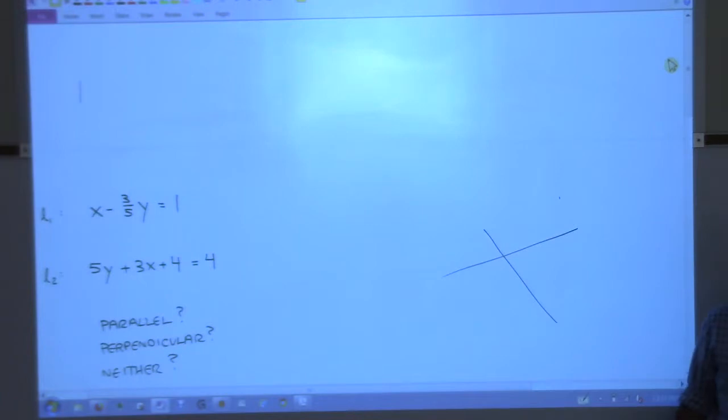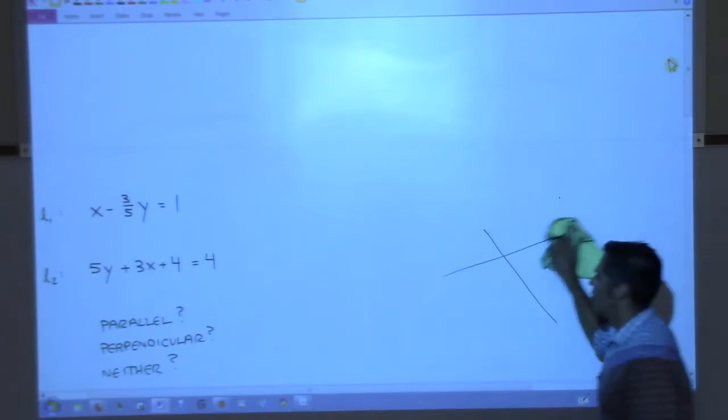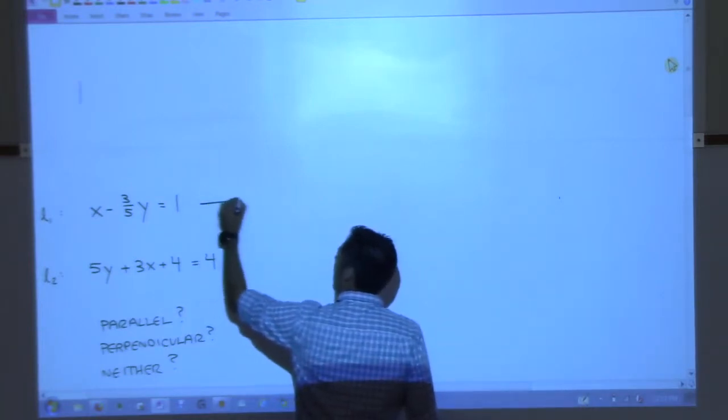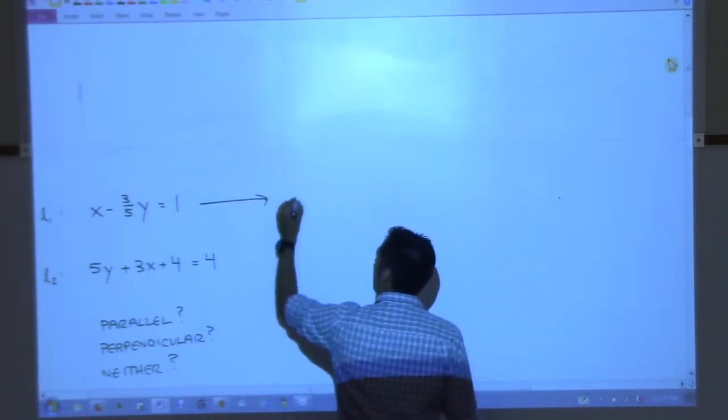Yeah, just find their slopes, right? If you find their slopes and compare them, then you'll know. If the slopes are exactly the same, then they're parallel. If they're opposite reciprocals, then they're perpendicular. And if they're not one of those, then it's neither, right? So let's find the slope of this first line. To do that, we would have to solve for y. Agreed?